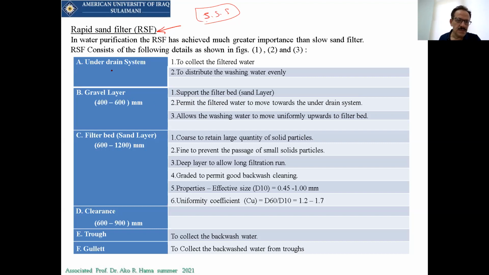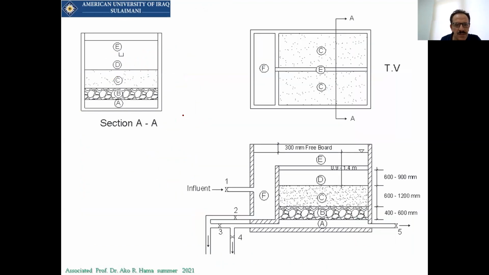Now, here is the distribution of the depth of the filter layers. First of all, we have the under drain. This is the under drain. Under drain means that after filtration, there will be a pipe, and this pipe will collect the clean water. There will be gravel. This is the gravel. The depth of the gravel will be about 40 to 60 centimeters.